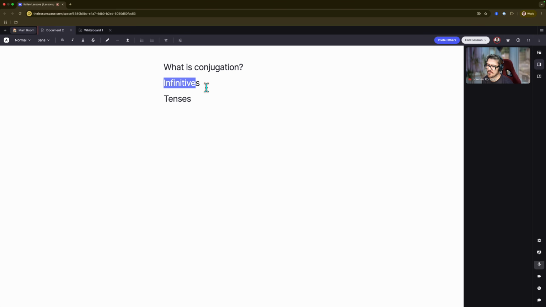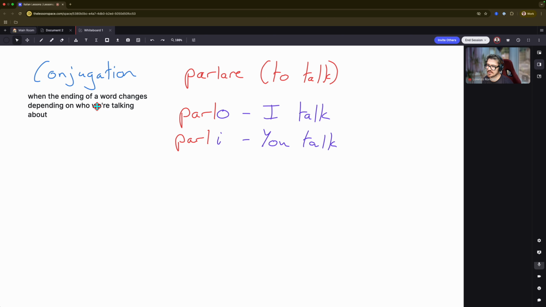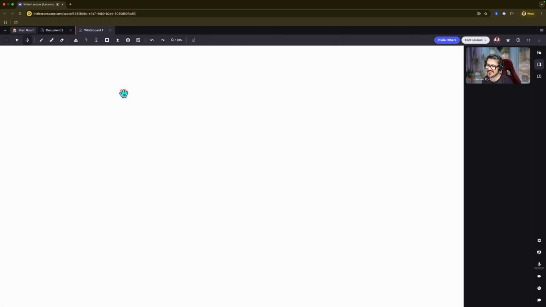Next, let's talk a bit about infinitives. Again, this is a big, scary grammar word that it doesn't need to be so bad. What is an infinitive? At a very basic level, let's draw a pretty diagram here. I like to think of this as the kind of root form of a verb.